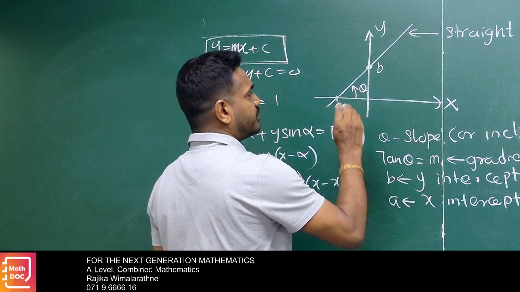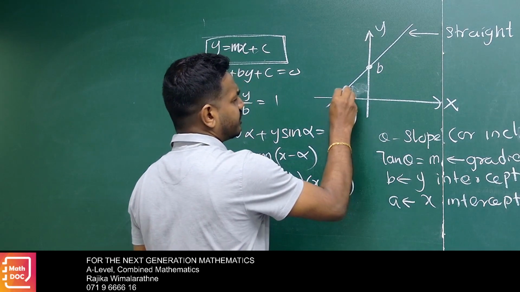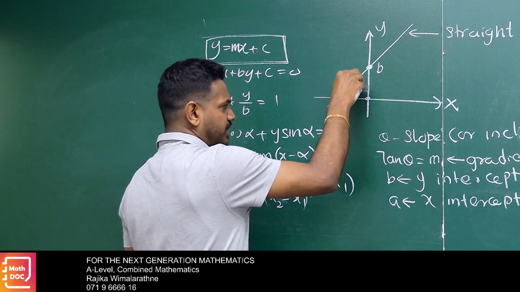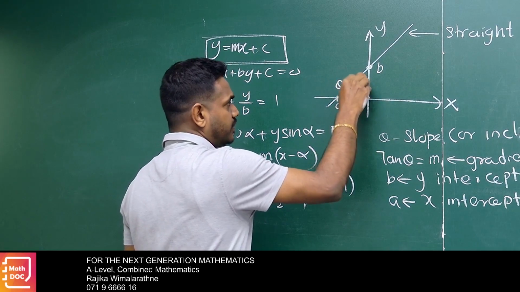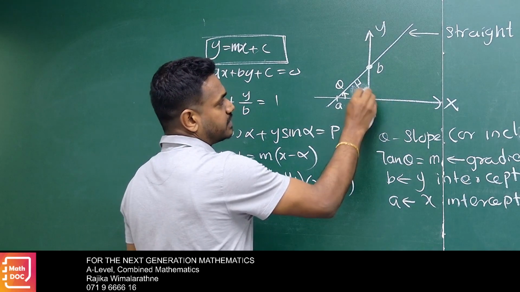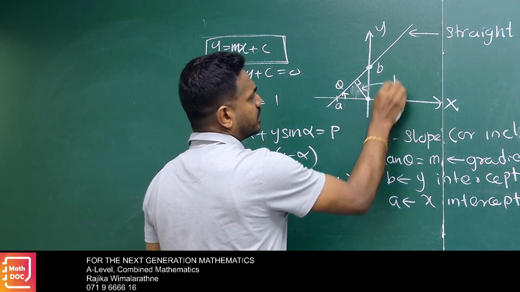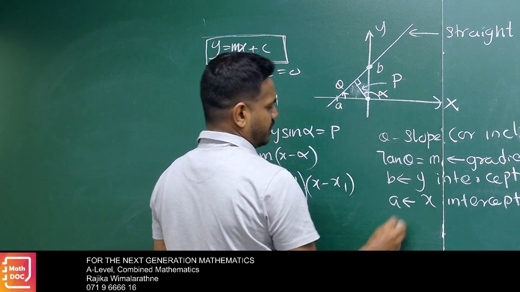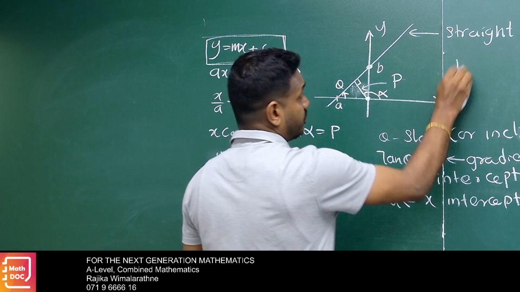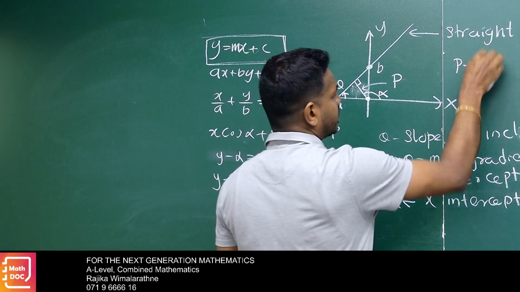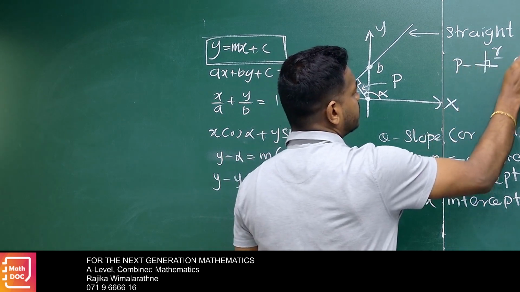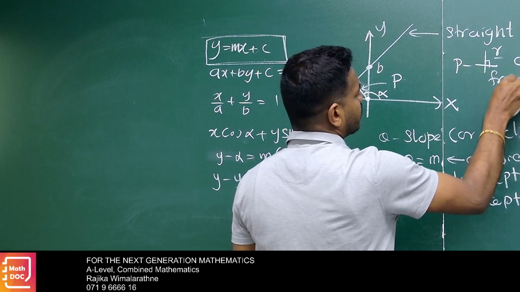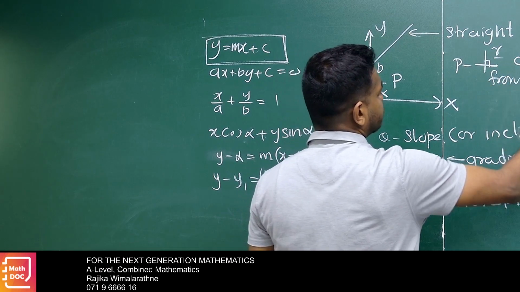And further we have another one special thing. Here take this one angle theta. So we can sketch perpendicular line from the origin. Here you take here P, and take this angle alpha. Here P we call perpendicular distance from the origin.